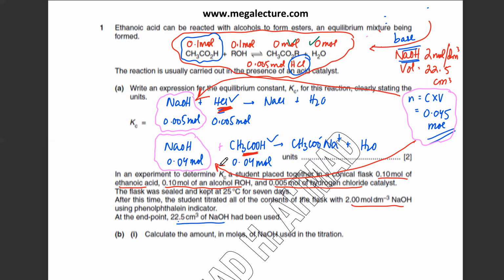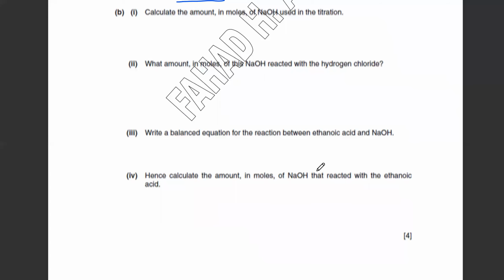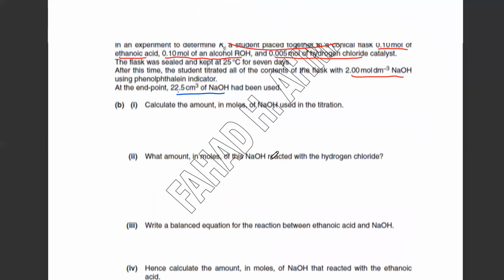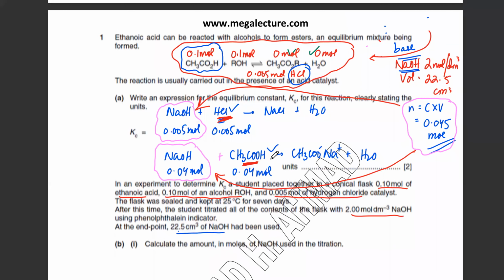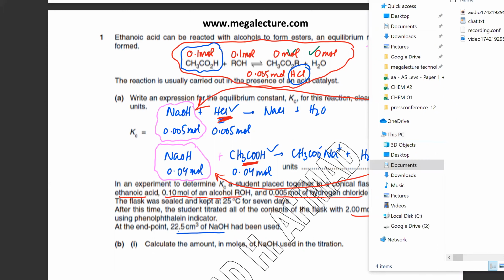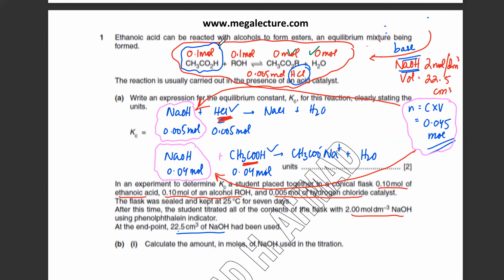अच्छा, so the next thing is, basically this whole thing, they've asked you all of this: write a balanced equation for the reaction, calculate the amount of NaOH that reacted with ethanoic acid. So we did all of that. Now the whole point of this question was that initially you had added 0.1 moles of ethanoic acid. And after several days, the amount of ethanoic acid present at equilibrium is 0.04, because he did the titration after several days. So after several days, the ethanoic acid present is not 0.1 moles, it's actually 0.04 moles.